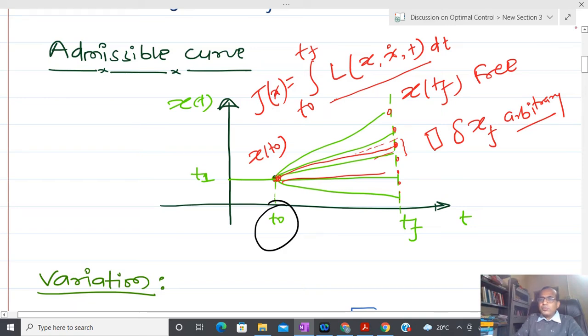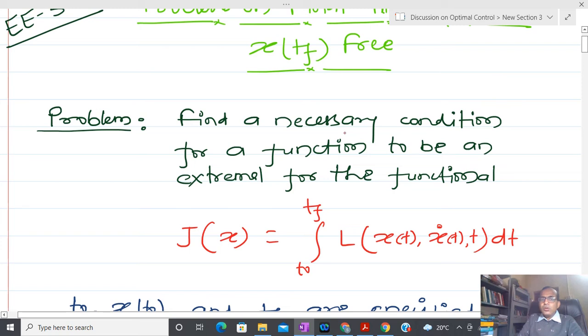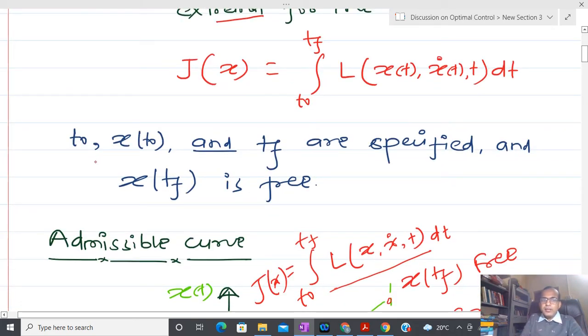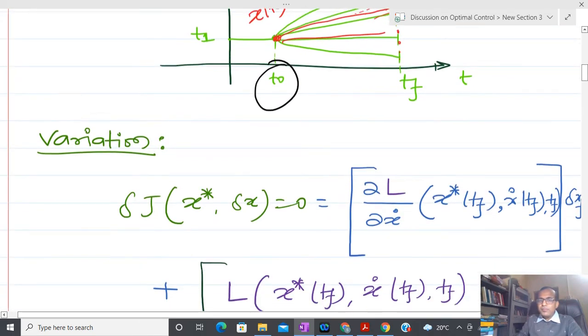So let us come to the problem statement, and after that I will discuss. What is our problem statement? Find a necessary condition for a function to be extremal for the functional, and I have again defined the same functional. Here I am assuming t0 is known to me, x(t0) is known to me, and tf is specified, and x(tf) is free. I have already plotted and discussed the admissible curve.